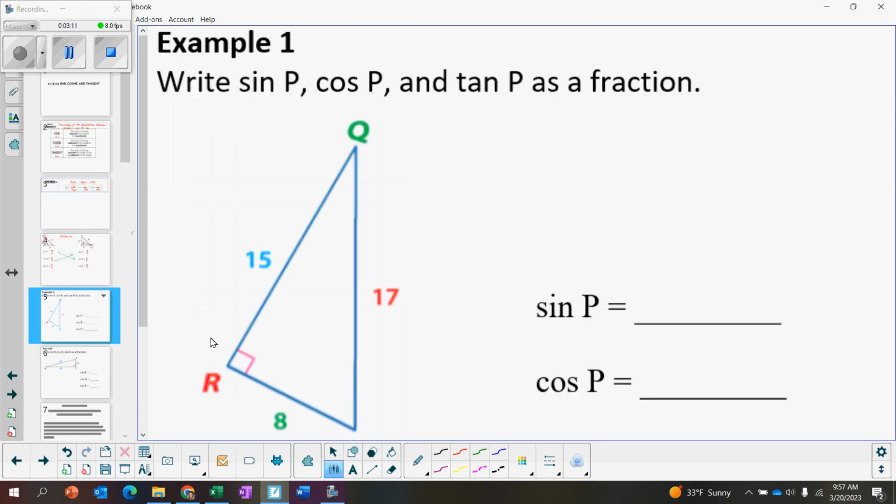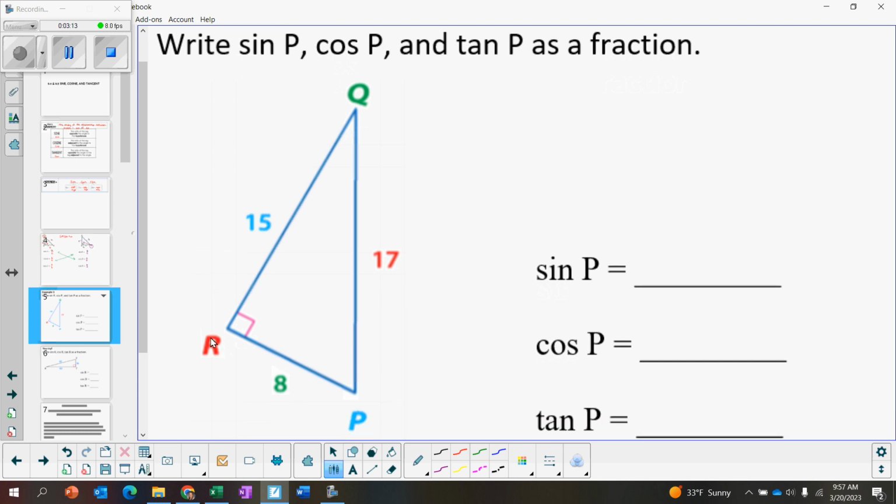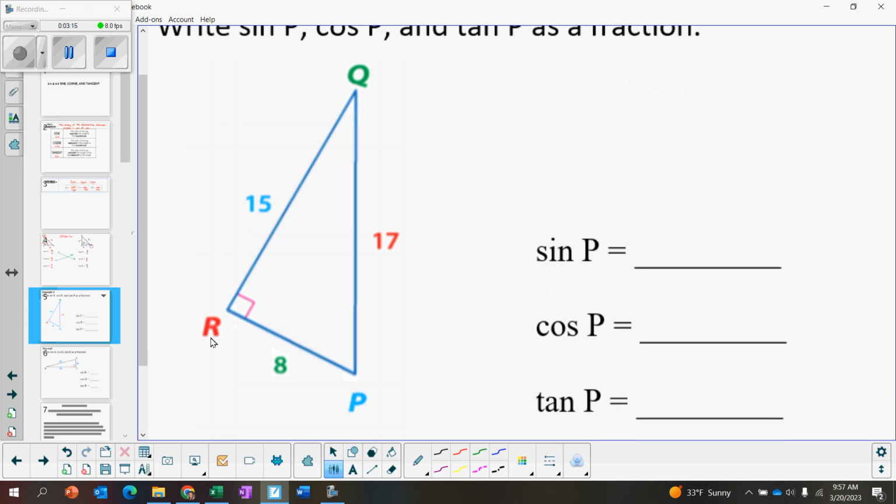So now let's do it with some numbers instead. We want sine, cosine, and tangent of P, but we're just going to leave it as a fraction. So here's P, hypotenuse, opposite, adjacent. For sine, O over H is going to be 15 over 17. Cosine, A over H is going to be 8 over 17. And tangent, O over A is going to be 15 over 8.